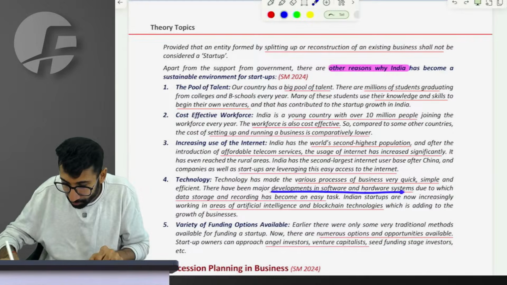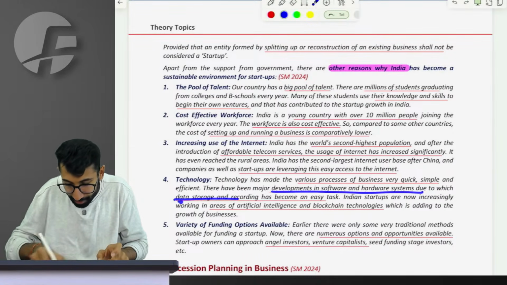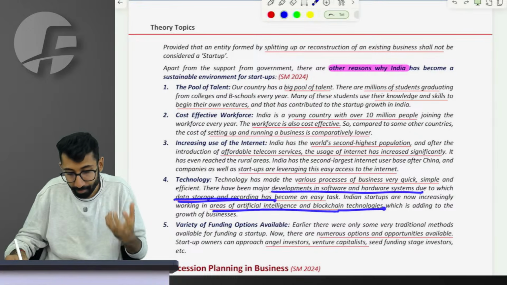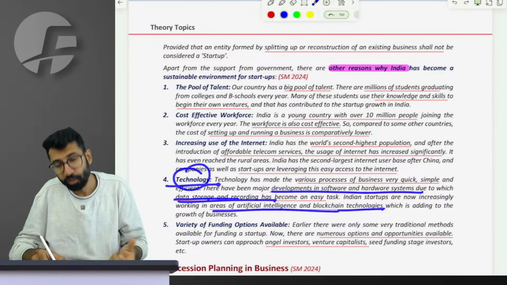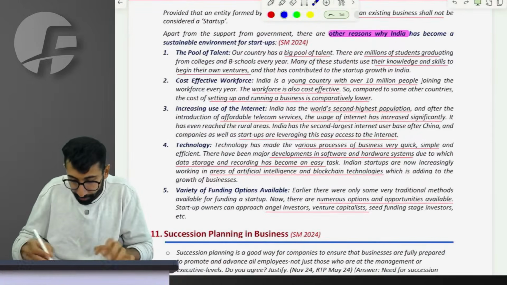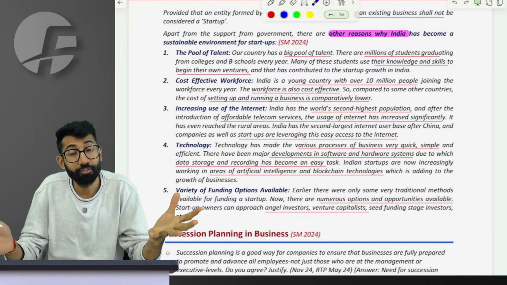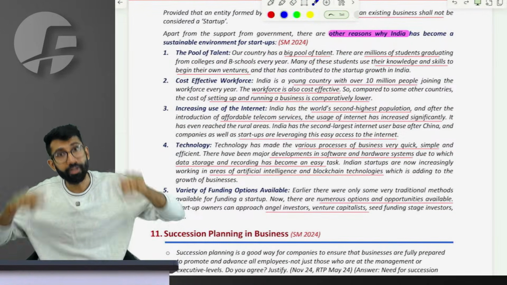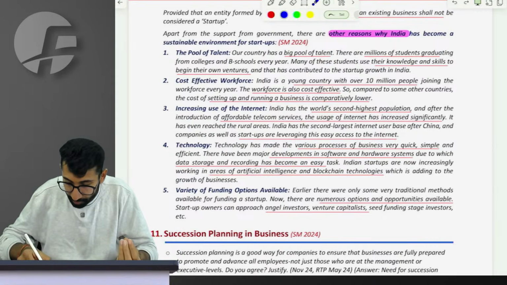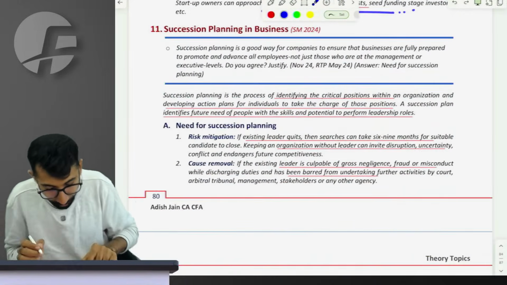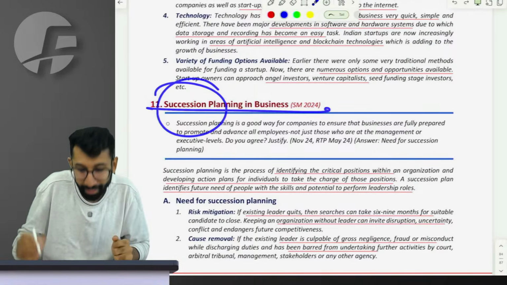So development in software and hardware systems, data storage and recording systems, artificial intelligence, and blockchain technology, the growth in all these sectors has helped the startup. Then the funding options available. Not only do the startups have the market, they also have funds available to them through various venture capitalists, angel investors, etc., which can easily make the funds available to them. Next is succession planning.